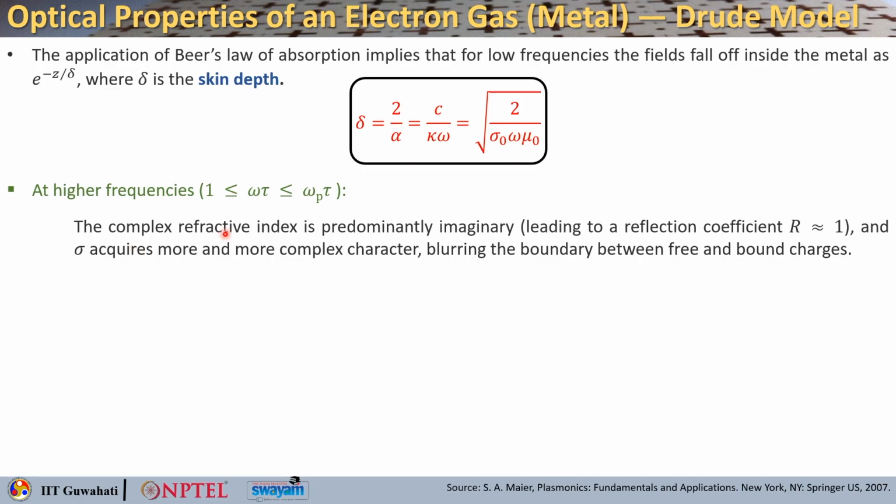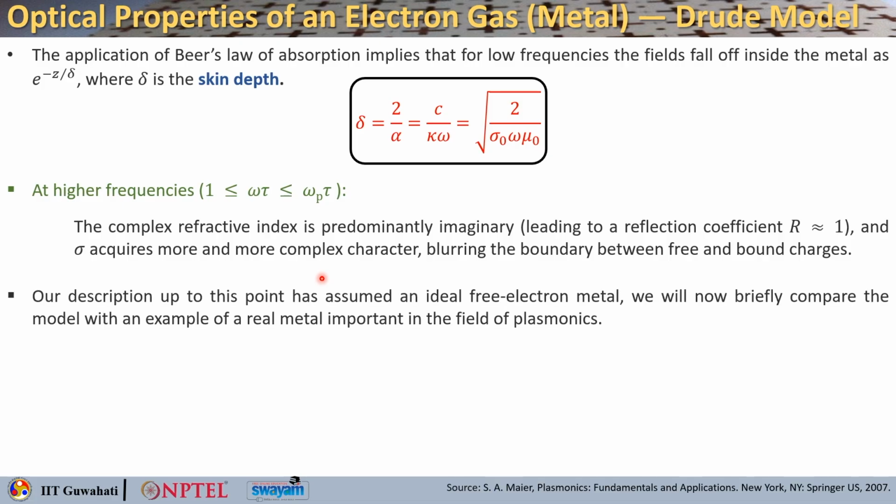Now, when you move to higher frequencies, something like omega tau much larger than 1, but smaller than omega p tau, in this region you will see that the complex refractive index is predominantly imaginary. So, that means it is going to give you a reflection coefficient R equal to 1, and the conductivity sigma will acquire more and more complex character. So, that will basically blur the boundary between the free and the bound charges.